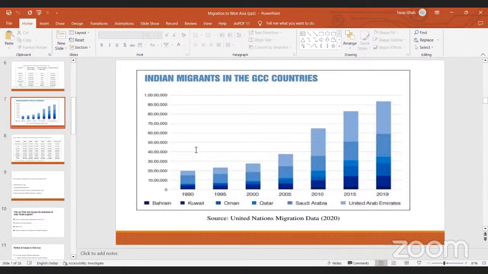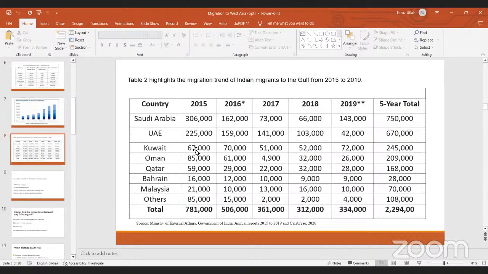This particular graph shows that there has been a growing trend in the number of migrants in the Gulf countries since the 1990s. We can say that the demographic composition of the Indians in the region has changed from 1990 to 2019. But when we look at the data from 2015 to 2019, we can clearly see that the number of Indians in the region has declined. In 2015, the total Indians accounted for approximately 8 lakhs, whereas in 2019, the number has declined to approximately 3 lakhs.